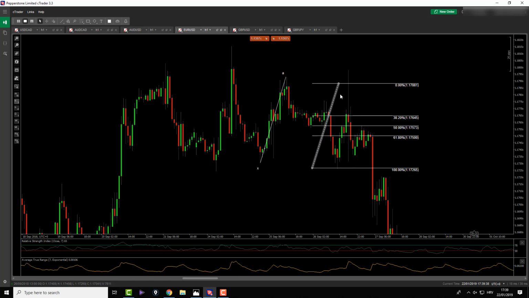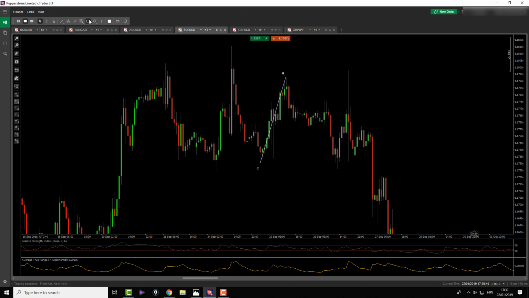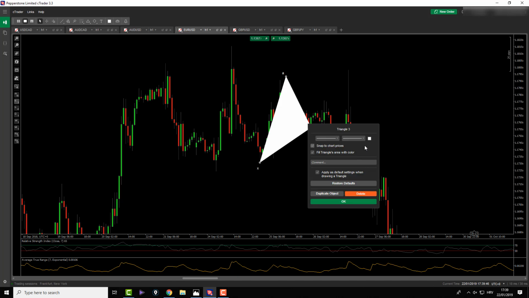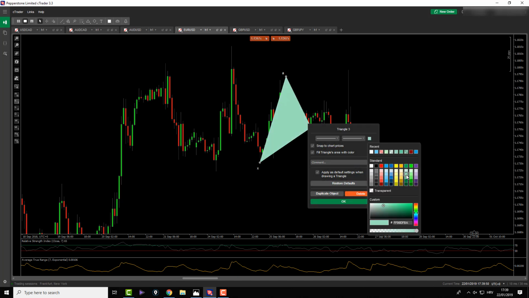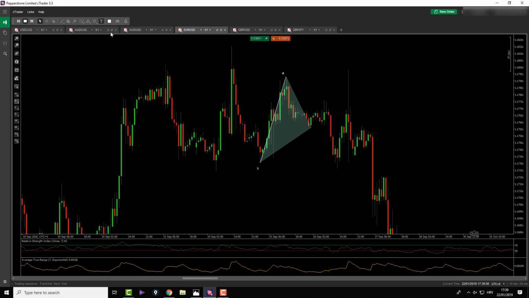Okay, so I'm gonna remove my fibs. I'm gonna mark it down with the triangle. Okay, so we have X to A to B point here, and we're gonna mark it as a green one, and gonna add transparency for everybody to see. And this is our B point.